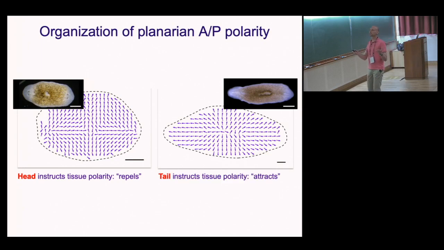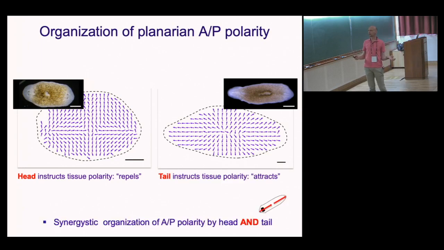So what this means is that both the head and the tail provide long-range polarity vectors to the cell field. But because they orient polarity in opposite directions, they act synergistically, such that you can think of the head as repelling polarity, whereas the tail attracts the polarity vectors of the epithelium.